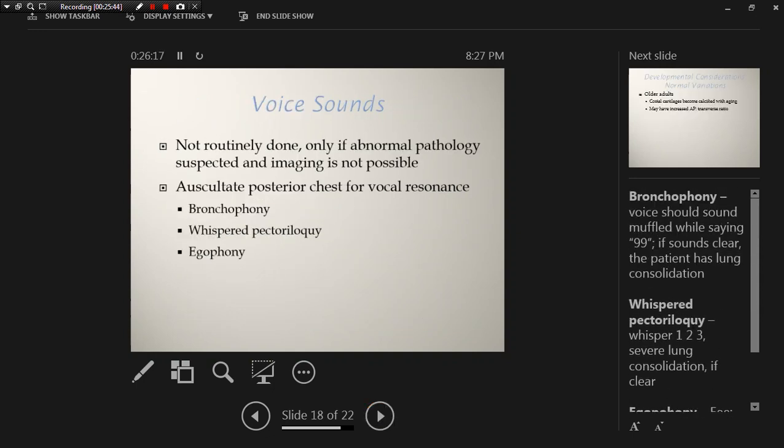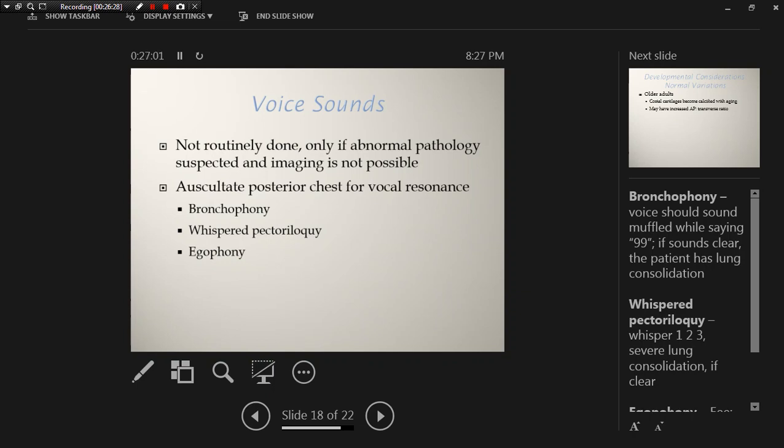So voice sounds, definitely a more advanced skill. And all three of them are going to be assessing for consolidation at various ranges. So bronchophony, you're going to be taking the stethoscope and listening in the same manner that you did for auscultation, but this time you're going to be asking the patient to say 99 as you go to each point where you're going to listen. It should sound muffled. So if the patient says 99, 99, and you're going over and listening, a normal finding is that it should sound muffled. If it sounds clear, there's lung consolidation within the lungs.